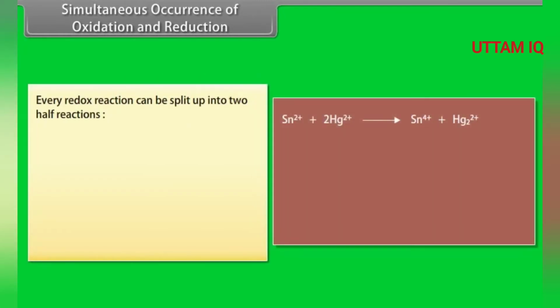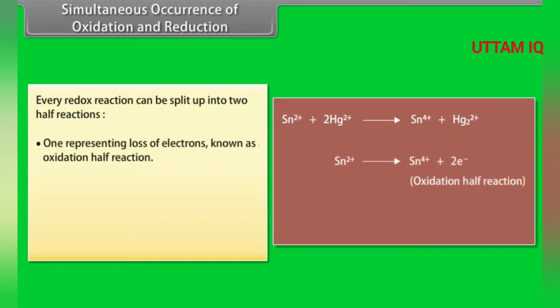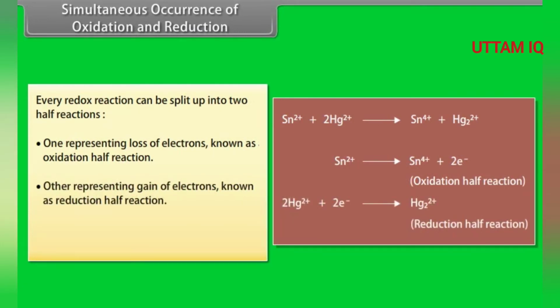Every redox reaction can be split up into two half reactions. One representing loss of electrons, known as oxidation half reaction. The other representing gain of electrons, known as reduction half reaction. The reaction can be split up into half reactions as Sn2 plus gives rise to Sn4 plus plus 2 electrons. This equation is the oxidation half reaction. And 2Hg2 plus plus 2 electrons gives rise to Hg2 2 plus. This equation is the reduction half reaction.